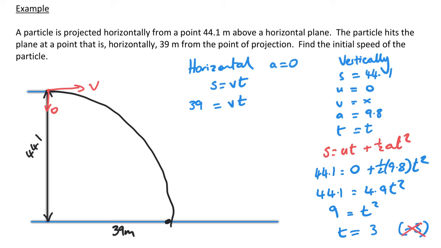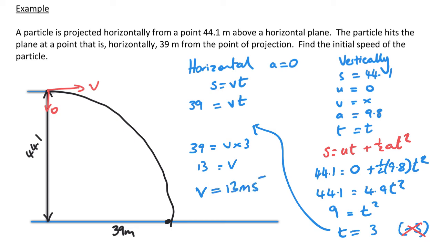So then we substitute t equals 3 into our vt equation, and we get 39 equals v times 3, so v then is going to be 13. So the initial speed of the particle is 13 meters per second.